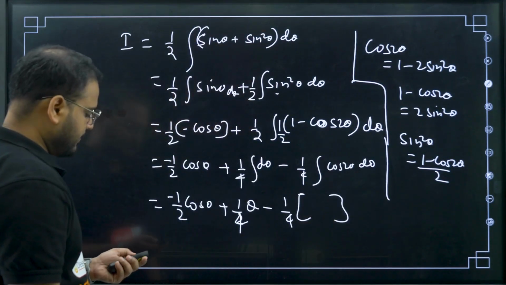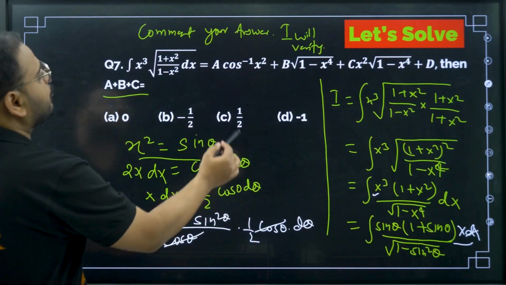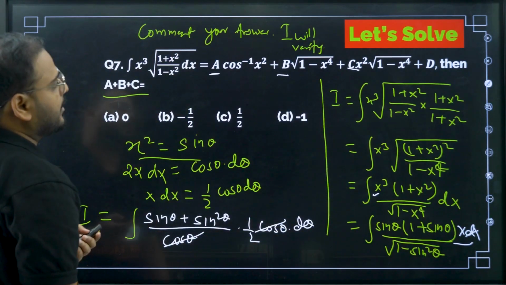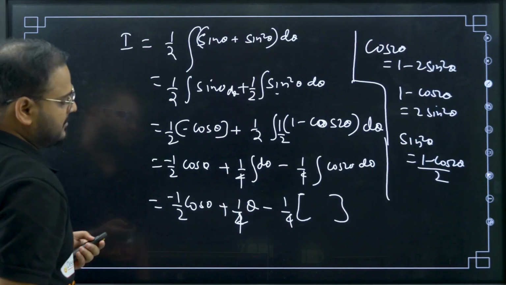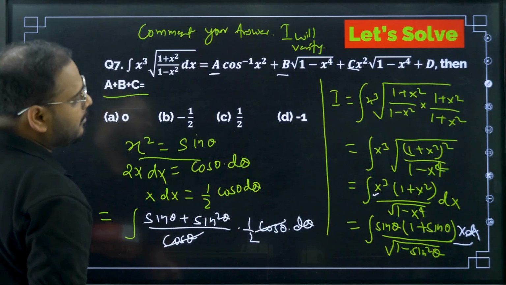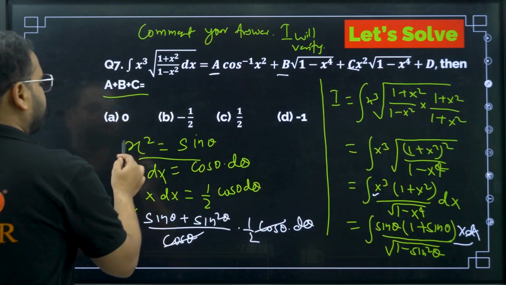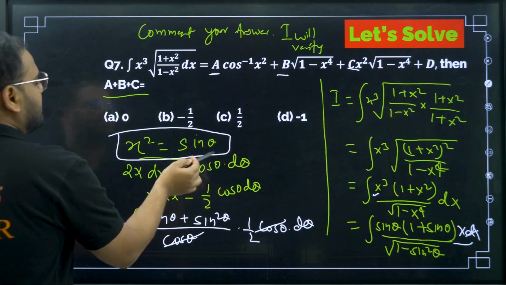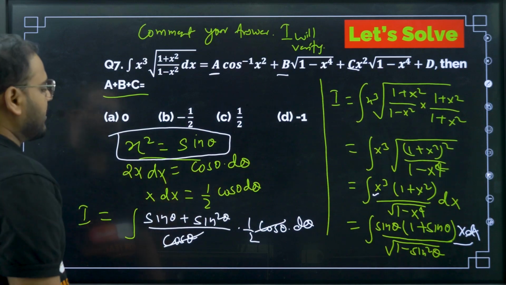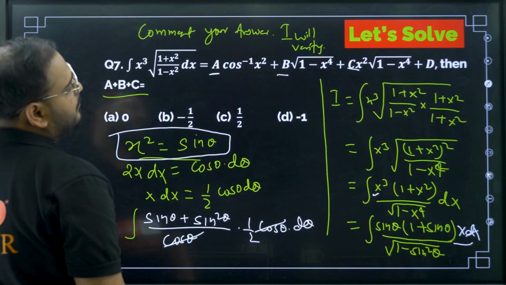Now please check. I'm looking for the coefficients of a, b and c. If you just simplify and put the value of theta from here, you'll get sine inverse of x square. You can write it like this. So please check.